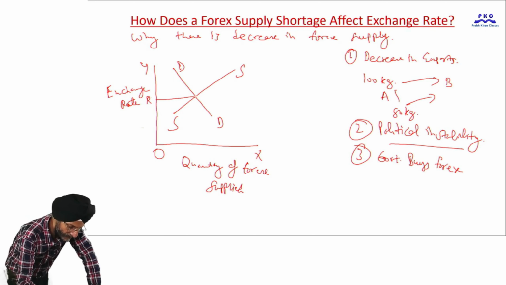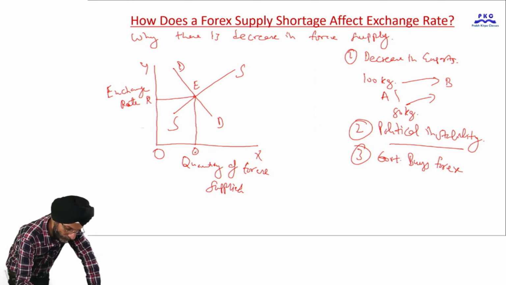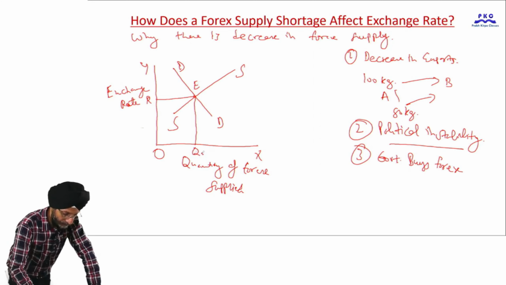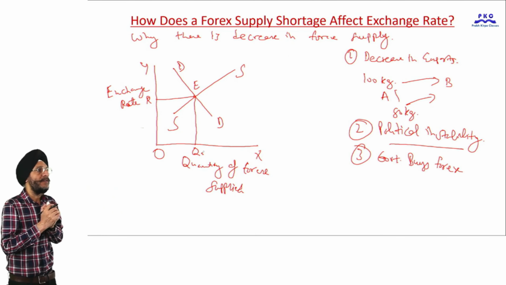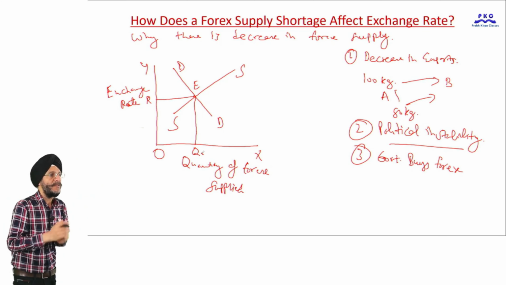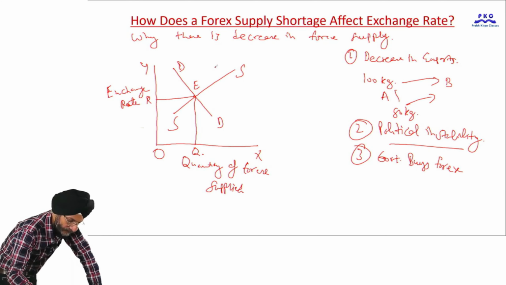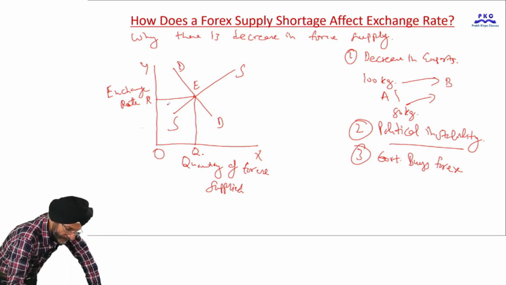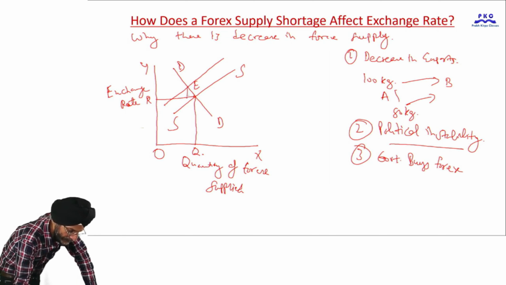OR, equilibrium point is E, and the quantity supplied is OQ. Quantity of foreign exchange which is supplied. Now if the supply of foreign exchange decreases, what happens? If the supply decreases, it means that the supply curve shifts upward or to the left. If the supply decreases, it becomes OQ1.